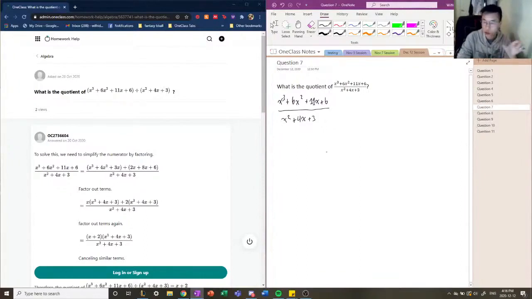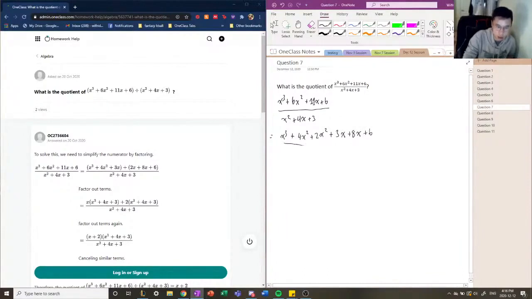So we're going to group our numerator in such a way that we can factor it, right? Let's look at this, for example. I'm going to rewrite our 6x squared and 11x in a different manner. I'm going to write it out as x cubed plus 4x squared plus 2x squared plus 3x plus 8x plus 6, okay? And we still have our denominator here, x squared plus 4x plus 3.